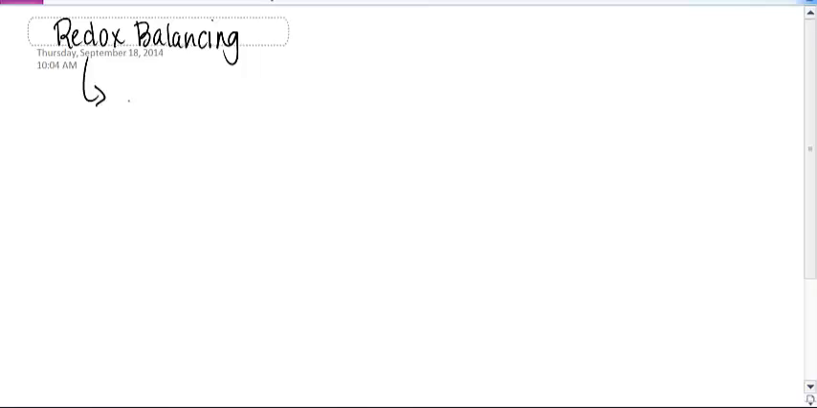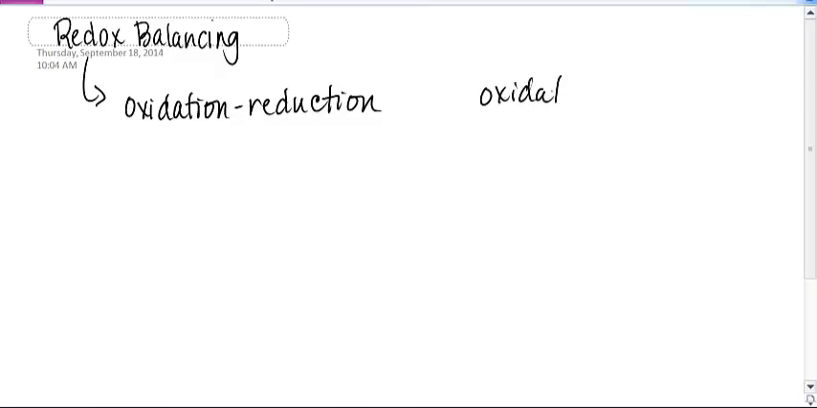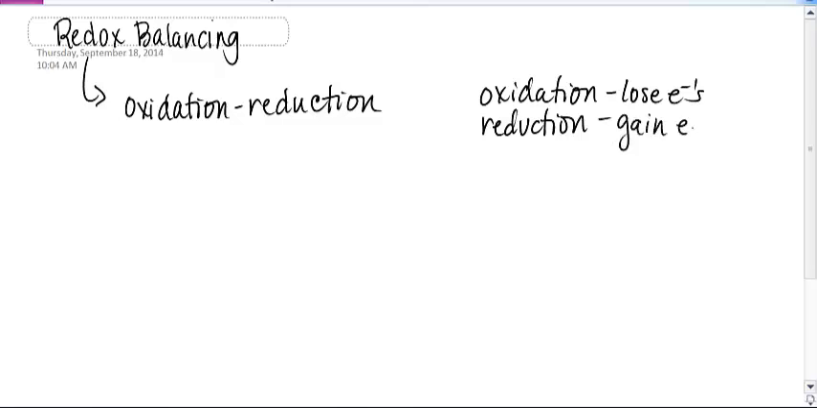So remember, when we use the term redox, and you did some reading about this, we're talking about oxidation reduction. This is a reaction where there is a transfer of electrons. Oxidation is where you lose electrons, and reduction is where you gain electrons. So inside the chemical reaction, somebody is losing electrons and somebody else is gaining them.